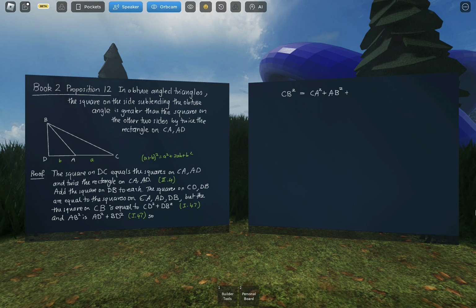Okay, so what's the logic here? We start with this, the square on DC. Add the square on DB to each. The squares on CD, DB are equal to the squares on all of that. But that sum of squares is CB squared, and this sum of squares is AB squared. So what I've gotten out of that is CB squared is equal to CA squared plus AB squared, right?